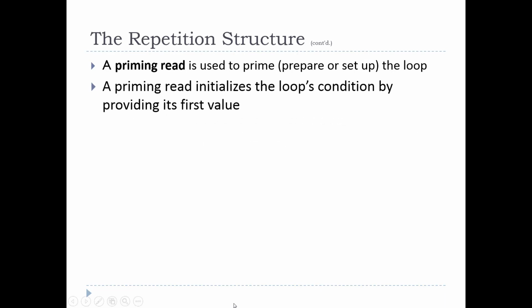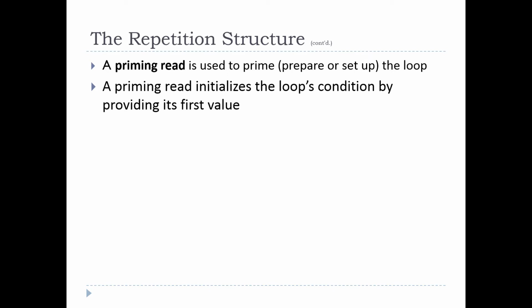Okay, so a priming read initializes the loop. The word initializes here, you see that it's pretty common in any application, where initializing means you actually set up the default values for any, not just the loop, but for any variable you set up in your program, right?